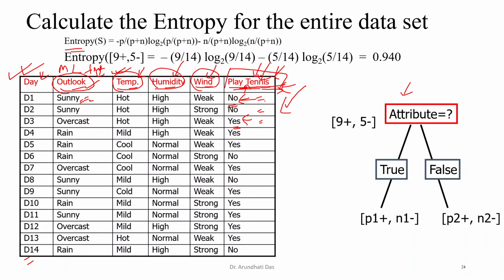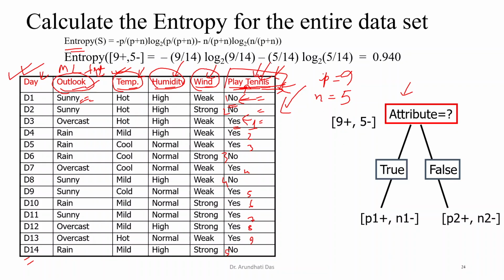Now I have to find out the P and N values, the count of positive samples and the count of negative samples. So what is the count of positive? 1, 2, 3, 4, 5, 6, 7, 8, 9. The count of positive value is 9. The count of negative value is 1, 2, 3, 4, 5. Yes, the count of negative value is 5.